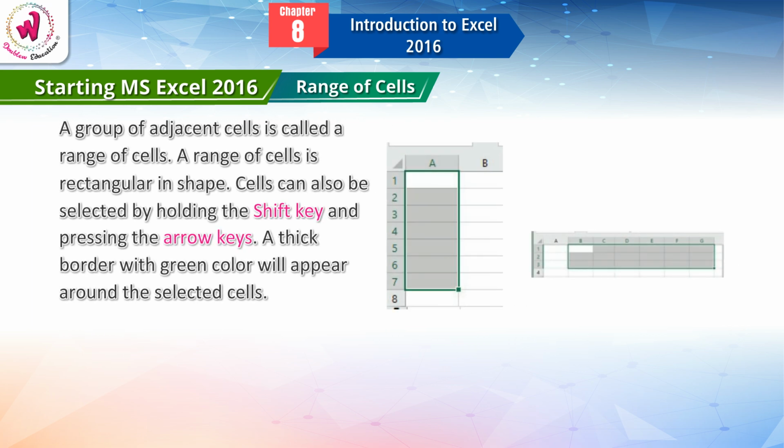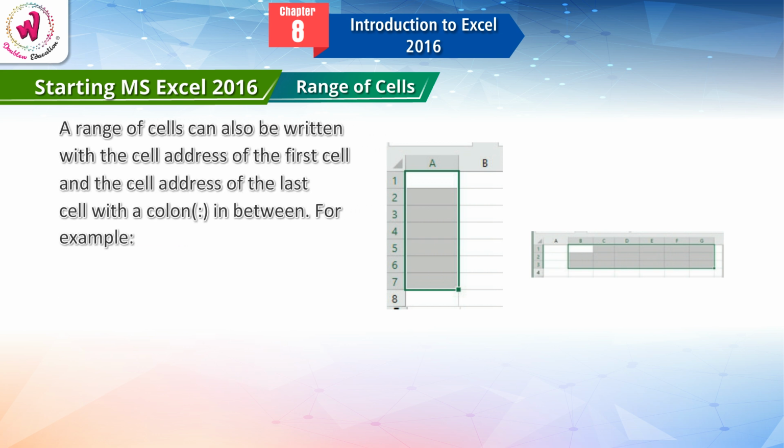Range of cells. A group of adjacent cells is called a range of cells. A range of cells is rectangular in shape. Cells can also be selected by holding the Shift key and pressing the arrow keys. A thick border with green color will appear around the selected cells. A range of cells can also be written with the cell address of the first cell and the cell address of the last cell with a colon in between.